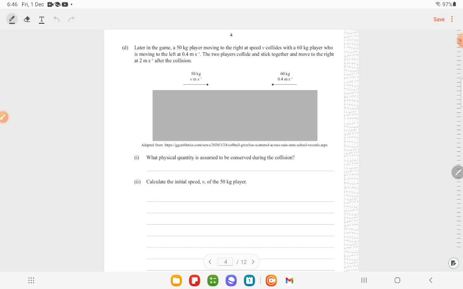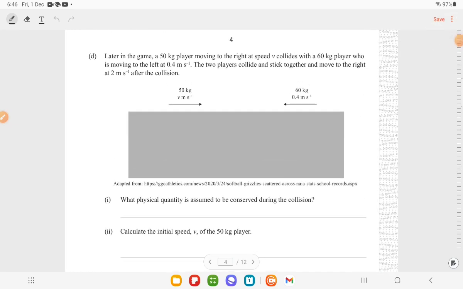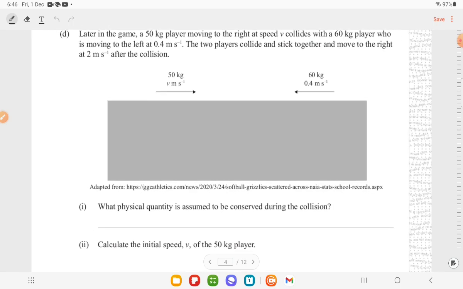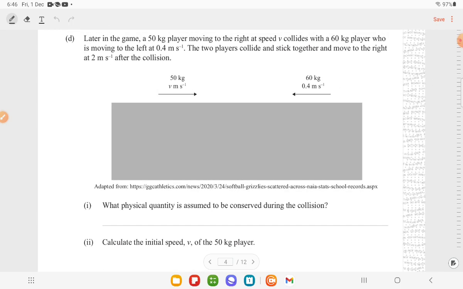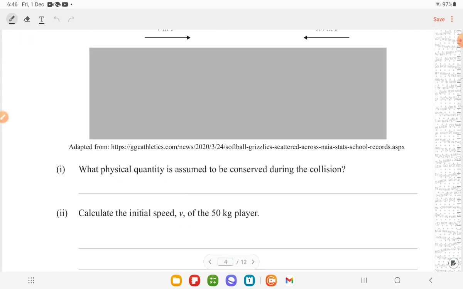Later in the game, a 50 kilogram player moving to the right at a speed v collides with a 60 kilogram player who is moving to the left at 0.4 meters per second. The two players collide and stick together and move to the right at 2 meters per second after the collision. What physical quantity is assumed to be conserved during the collision? This would be conservation of momentum.